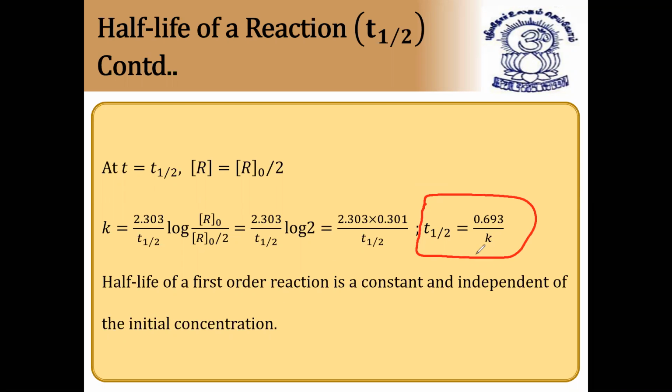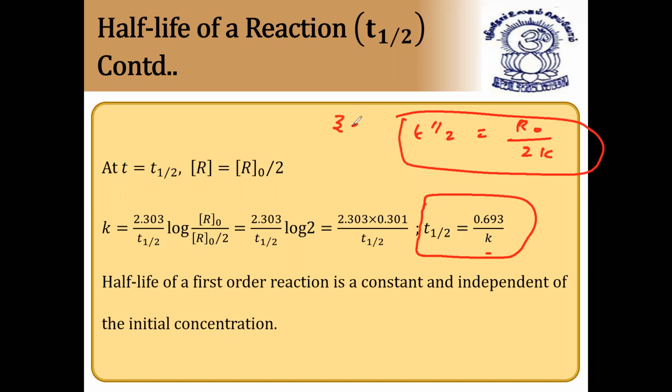So half-life of first order is 0.693 by k, whereas half-life of zero order is T half is equal to initial concentration by 2k. This is T half for zero order reaction. So for zero order reaction T half is this formula, and for first order kinetics, directly T half is equal to 0.693 by K. I hope it is clear.